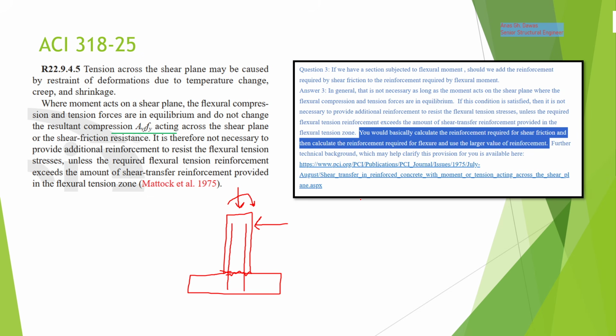Shear friction reinforcement is not additive to the flexural reinforcement. As per the code, you would calculate the reinforcement required for shear friction and then calculate the reinforcement required for flexure and use the larger one. A lot of engineers think that the shear friction reinforcement is always additive. No. But again, here we are talking about flexure. If you have a tension, this is a different issue. Tension reinforcement is always additive.